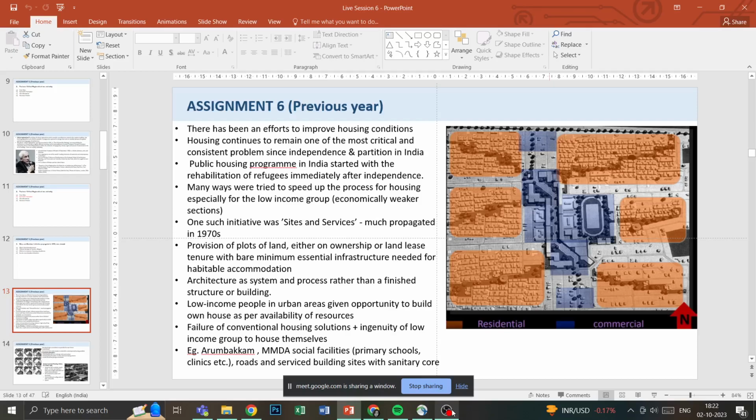One of the examples is Arumbakkam, MMDA's social facilities. Arumbakkam is a locality in Chennai in which social facilities like primary schools, clinics, etc. were provided, roads and service buildings and sites with sanitary code were provided, and then they built their own housing. Another example is the Aranya housing by B.V. Doshi. The image given here in this slide is actually the plan of Aranya housing.